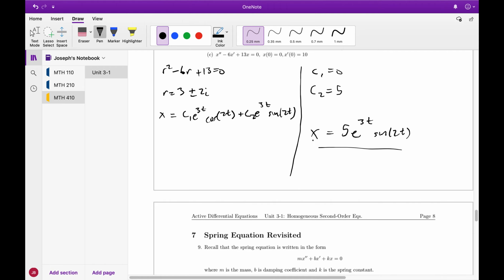In the next and final video for Unit 3.1, we'll go over the last two pages, pages 8 and 9.